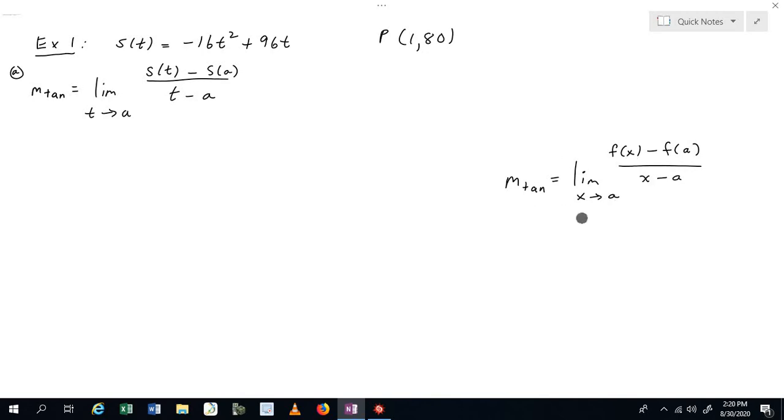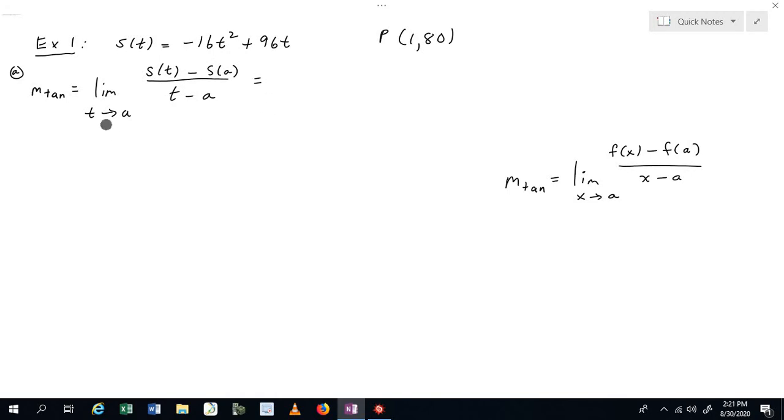Okay, and then for us, our variables change here. Instead of x, our function depends on t, and instead of f, our output is s. Okay, so if you convert everything over to the correct letters, this would be s of t instead of f of x, and then this would be s minus s of a instead of f of a, and then instead of x minus a, it would be t minus a, and the limit is t approaching a. Okay, so they're just changing our variables here because our function is in terms of t and s.